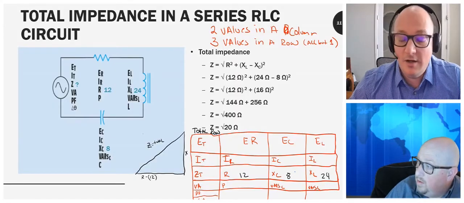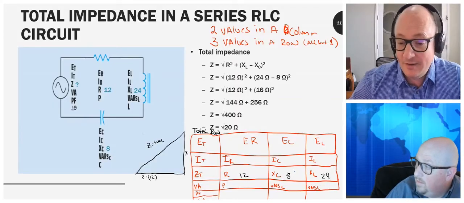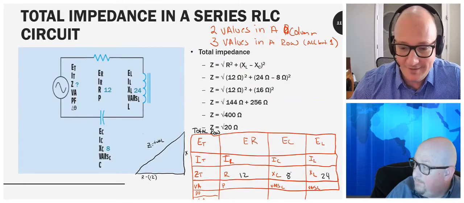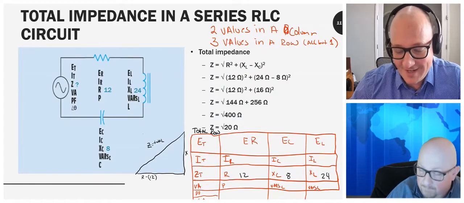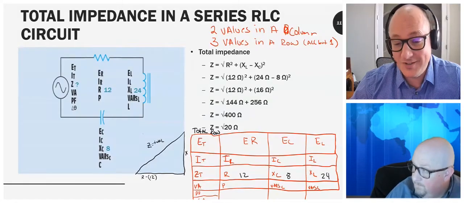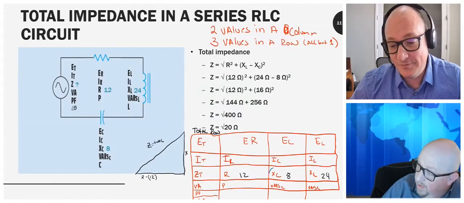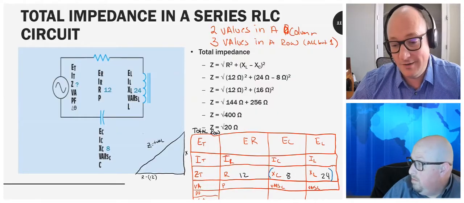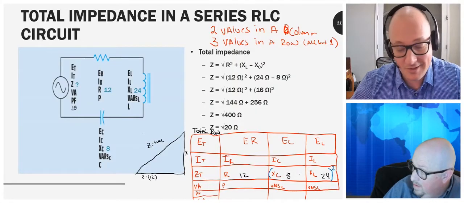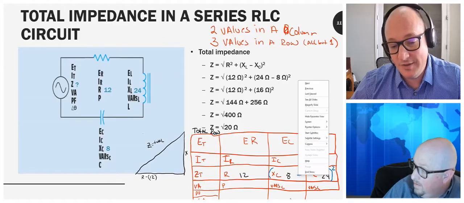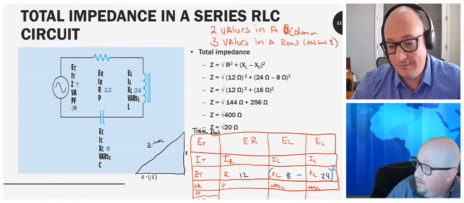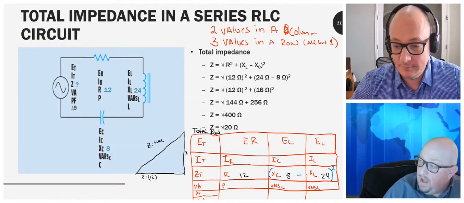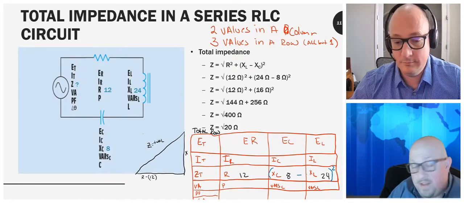So whether you want to earmuff that as an apprentice and go, I don't like "add vectorially," it makes my head hurt, just find the difference. What's the difference? Even if it results in a negative number, you're always going to square it, and that's going to be a positive. The difference between 8 and 24 is 16.